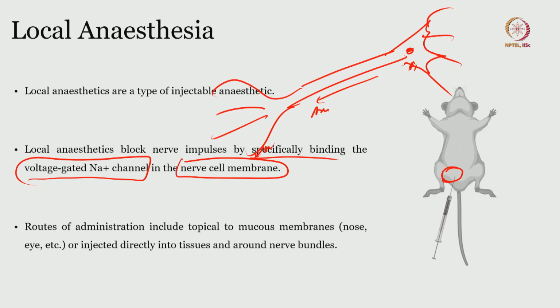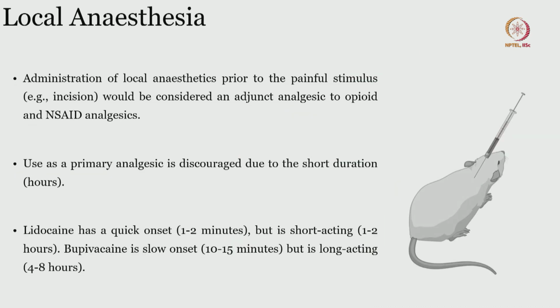And usually the route of administration is topical to mucous membrane or injected directly into the tissues and around the nerve bundles. So local nerve infiltration depends on if there are known nerves which can be blocked, then all the areas which are supplied by that particular nerve will be blocked. Those are called nerve blocks, regional nerve blocks. Alright. If it is directly infiltrated into the tissue like muscular tissue or subcutaneous tissue, then if you are making an incision, the anesthesia is provided only till the depth of that particular plane that you have infiltrated.